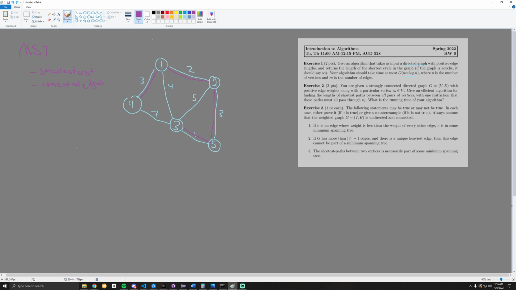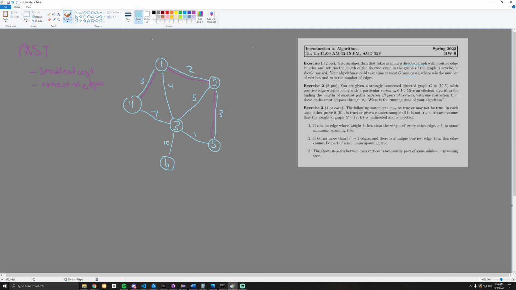Now the next one here: if G has more than V minus 1 edges and there is a unique heaviest edge, then this edge cannot be part of the minimum spanning tree. All right, that one doesn't feel true to me. Let's say we've got this augmented a bit, and we've got this node over here, and it's got a big old 10 here. And we have more than V minus 1 edges. Actually, instead of calling this 8, let's call this 6, just so we can keep track of the number of vertices we have. It's got an edge length of 10.